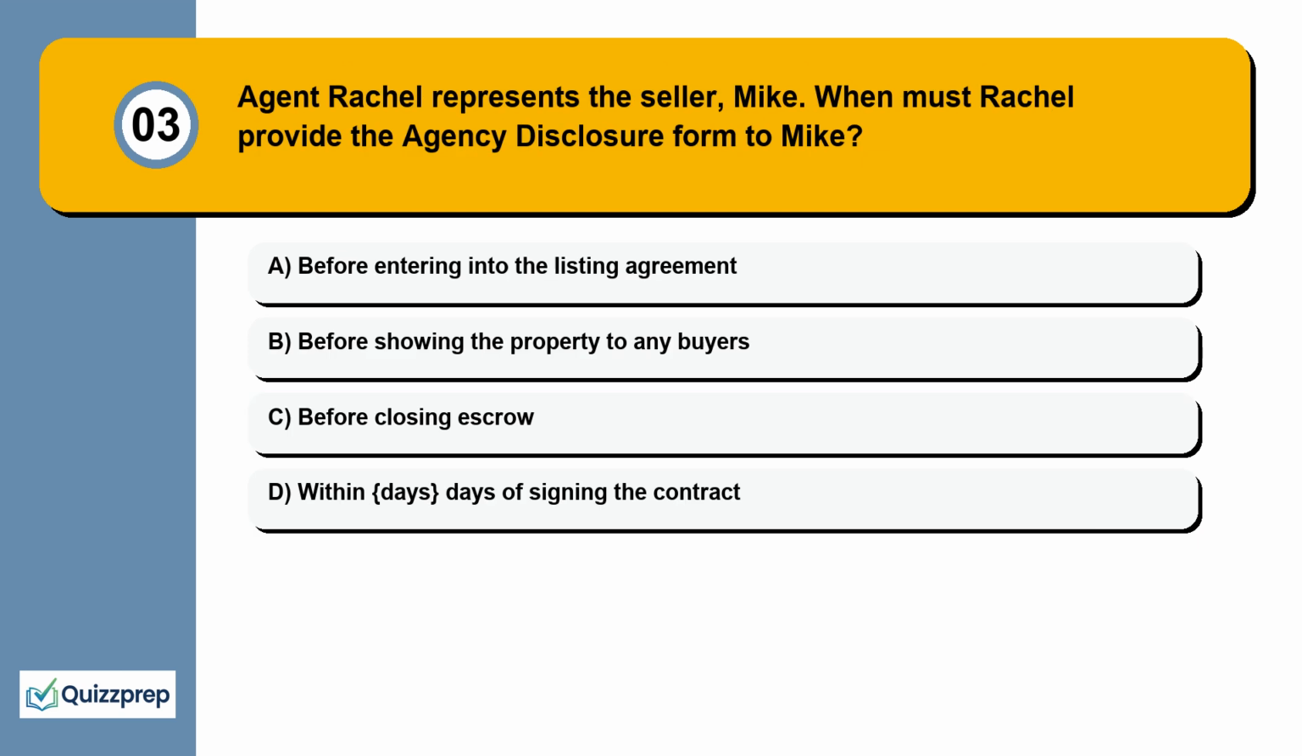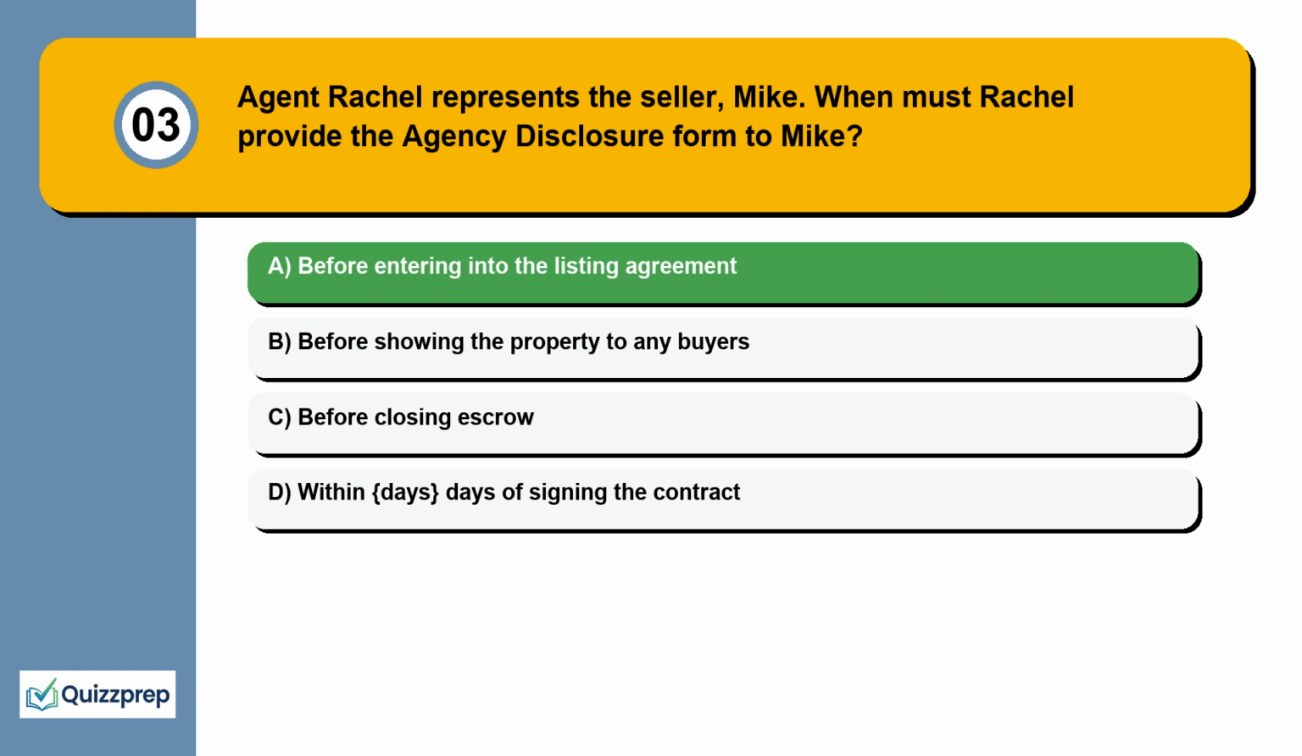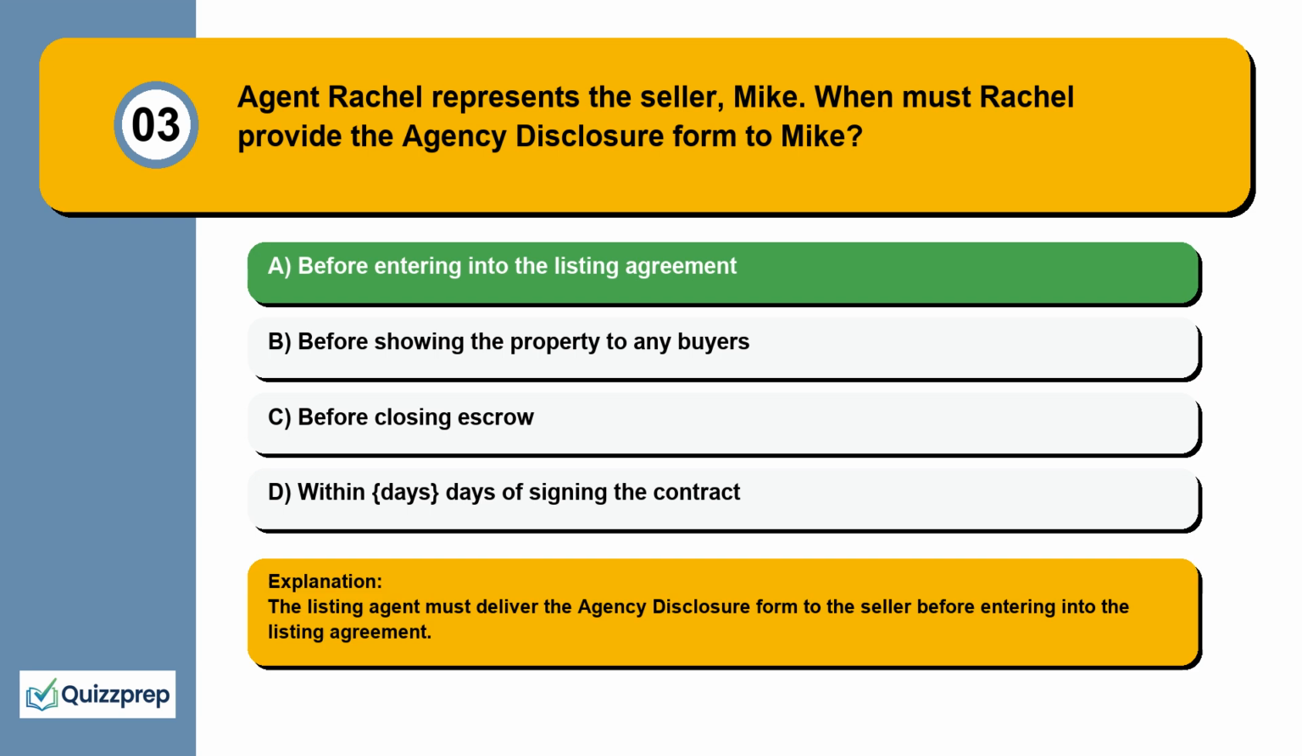Question 3. Agent Rachel represents the seller, Mike. When must Rachel provide the agency disclosure form to Mike? Before entering into the listing agreement, before showing the property to any buyers, before closing escrow, within days of signing the contract. The listing agent must deliver the agency disclosure form to the seller before entering into the listing agreement.